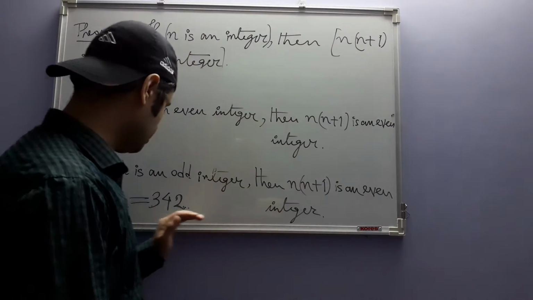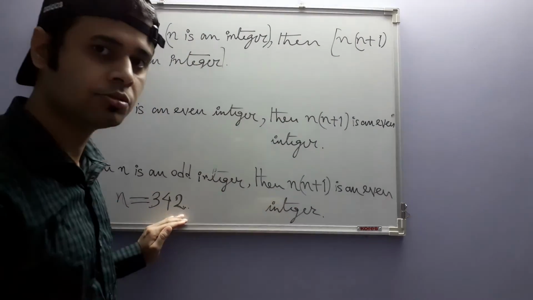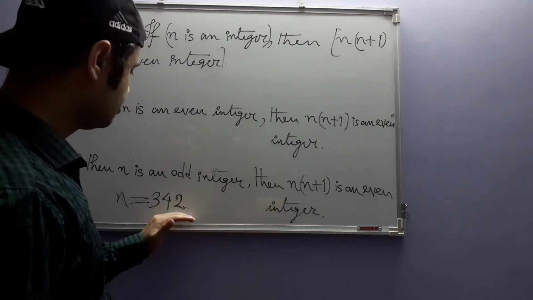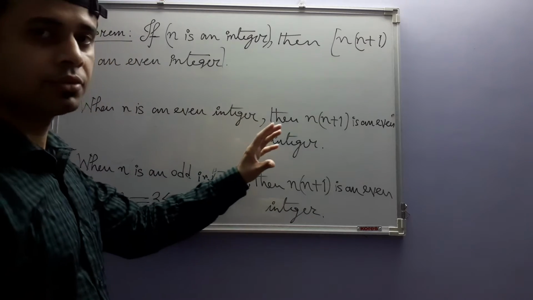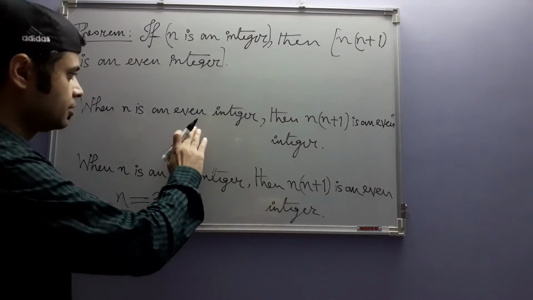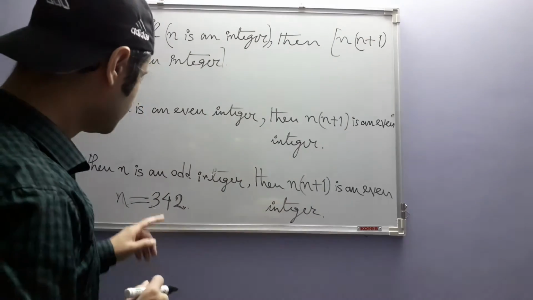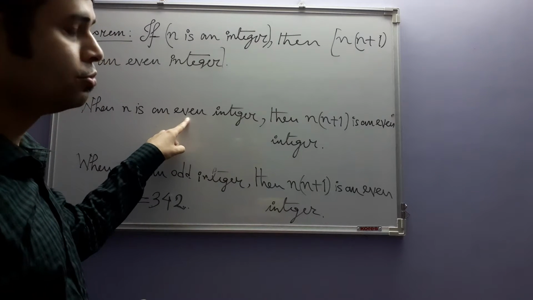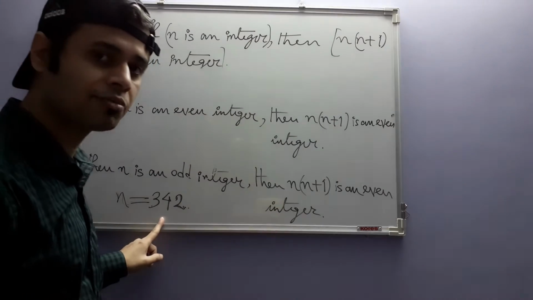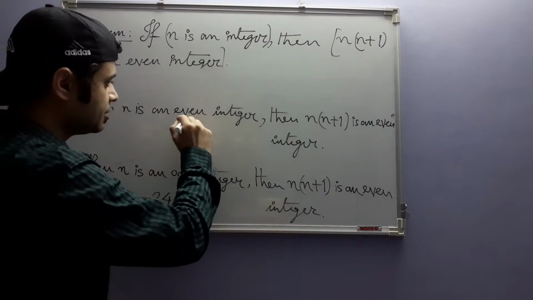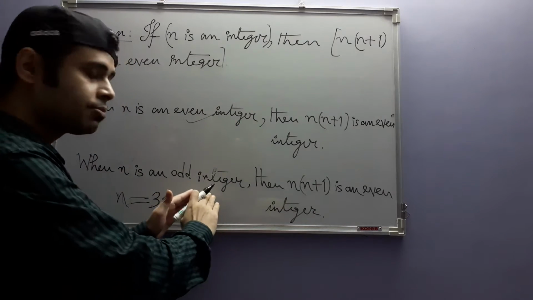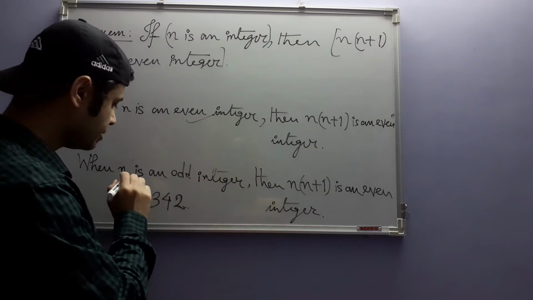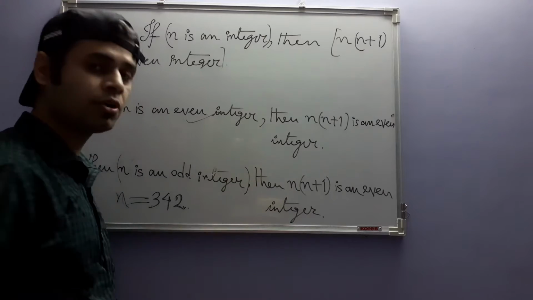Okay, so when n has this value 342, a somewhat large value of n, then we see that the proof that we have written down has two parts. Among those two parts, this part is useful for us for this particular value of n, because n is even. But what about this part? For this part, the hypothesis that n is an odd integer is false.